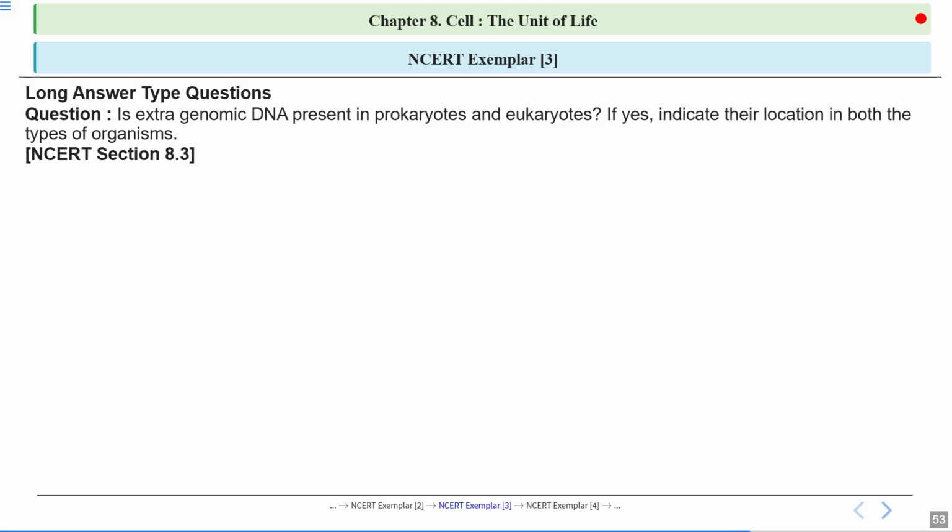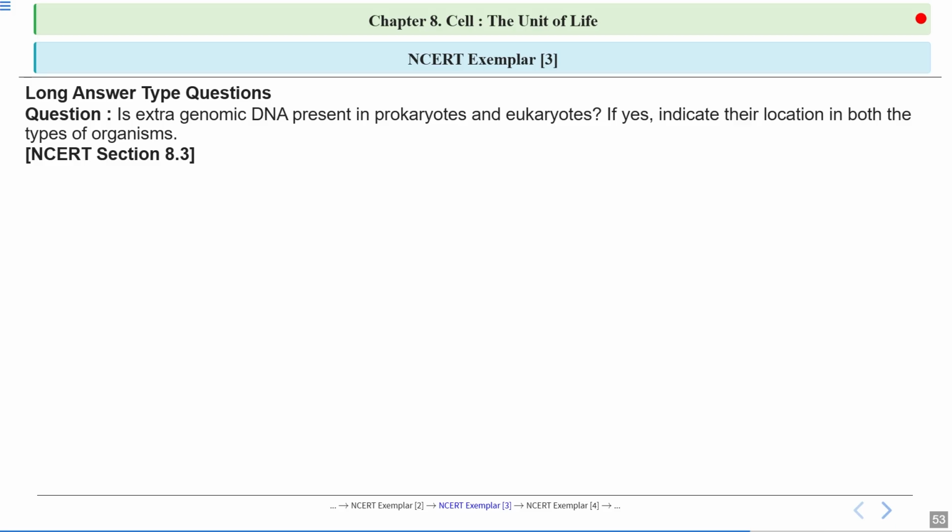Now let's discuss a long answer type question. What is the question here? Is extra genomic DNA present in the prokaryotes and eukaryotes? If yes, indicate their location in the body, in both types of organisms. You have the chromosomal DNA, the genomic DNA, which is present within the nucleus in eukaryotes. In prokaryotes, the genetic material is present in a region known as the nucleoid.